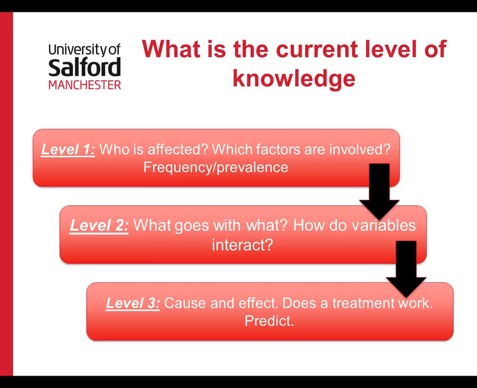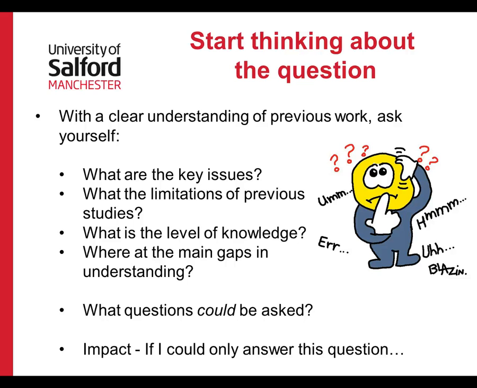If that's the case, then it might be worth thinking about developing your own question at level 3 to try and predict whether a particular treatment would work, or whether you could choose a particular subset of people on which to target an intervention which is known to work reasonably well. So hopefully by this point you've got yourself into a situation where you've got a clear idea of all the previous papers, you understand the level of knowledge, you've got a map linking all the different ideas together. And once you've got that big framework in your mind, you can start to ask yourself some important questions.